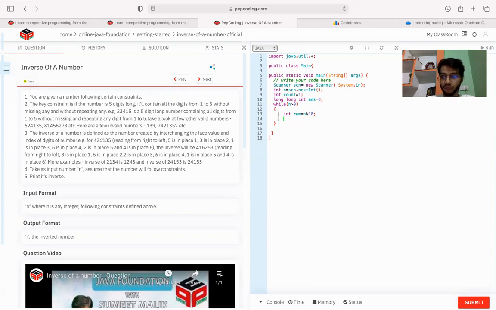So what I can do is run a loop for that remainder: for int i equals 1, i less than or equal to remainder, i plus plus. So I have to run a loop not till remainder minus 1. And here I need to find the value of how much power I need. So I'm making a variable again, power 10.